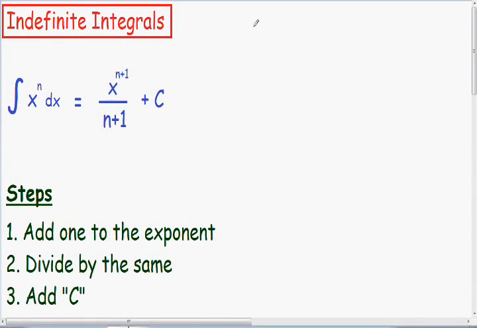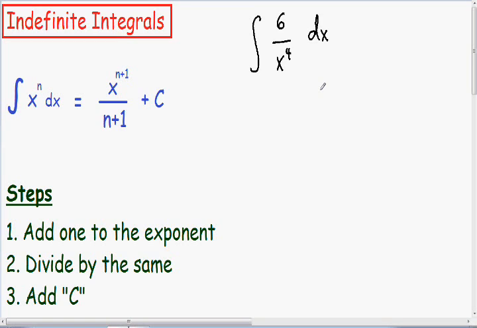So now I want to go over one more basic indefinite integral example. I want to go over an example where we have x in the denominator. So let's say we have the integral of 6 all over x to the 4th power. And we can't forget we always have to put a dx.